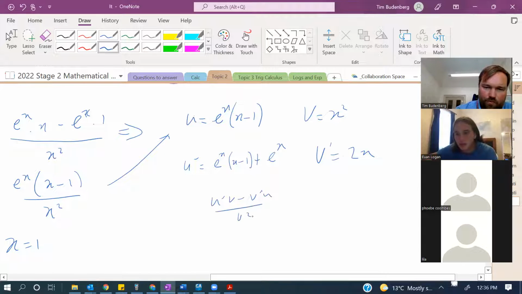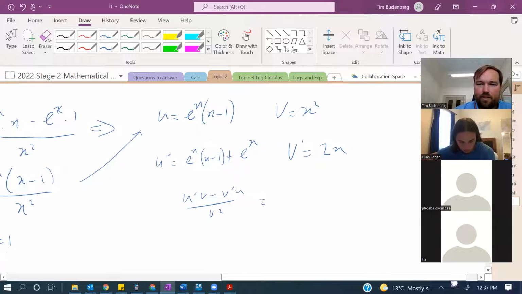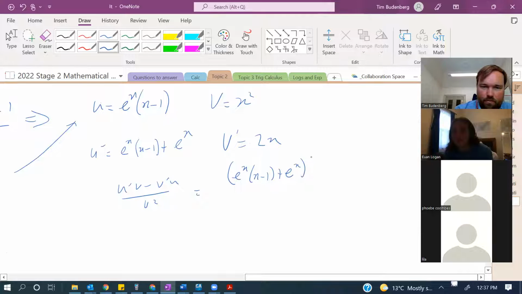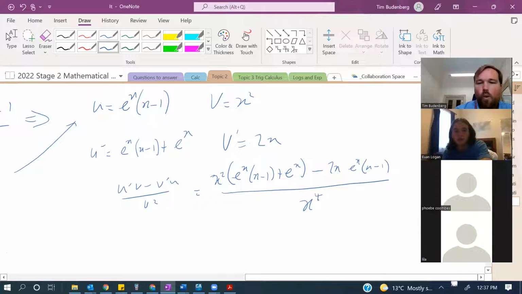Wouldn't it be x to the power of 4? Because you're doing v squared, which is x squared squared. So it'll go to the power of 4 that way. Yeah, that's what I said. You said u dash. Sorry, I got confused. E to the x bracket x take 1 bracket plus e to the x, lots of v, minus v dash e to the x take 1 over x to the power of 4.